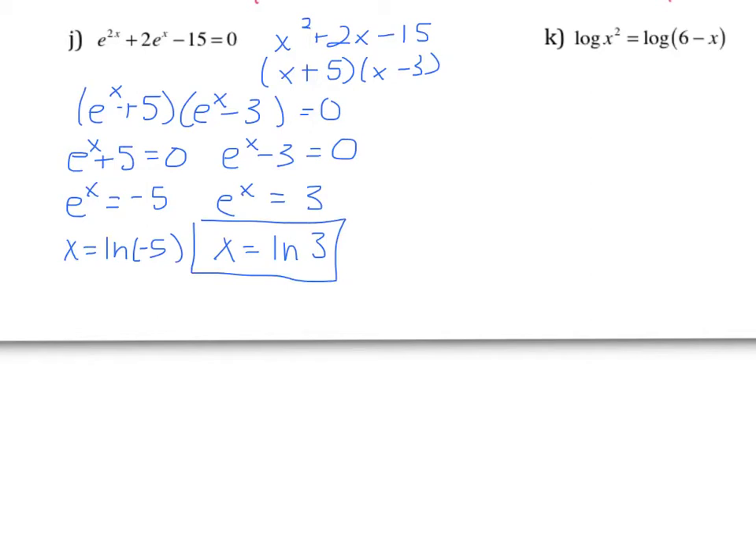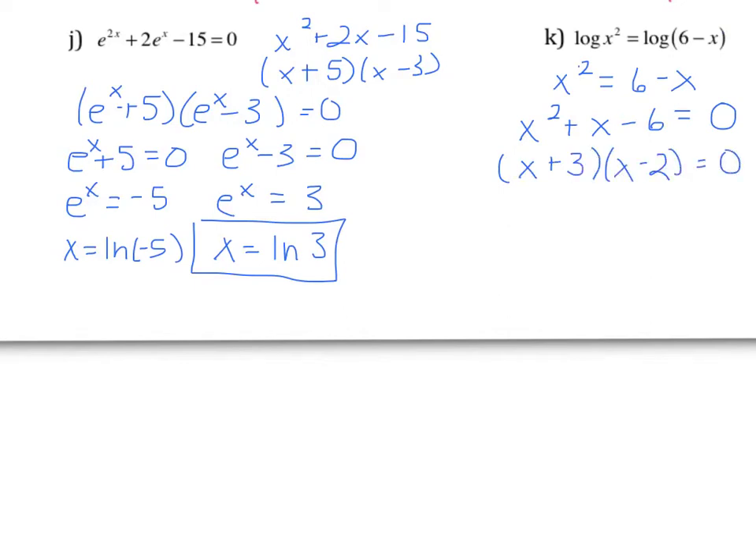And for K, our logarithms just cancel out because we have one log on each side. So we'll just have that x squared equals 6 minus x. And then we'll move everybody over to one side and factor. And then we'll get that x equals negative 3 and x equals 2. And if we check, both of these solutions actually work when we plug it back in. Because if we plug in a negative 3 and square it, we'll just get a 9. And that's okay to take the logarithm of. So both of those answers are good.